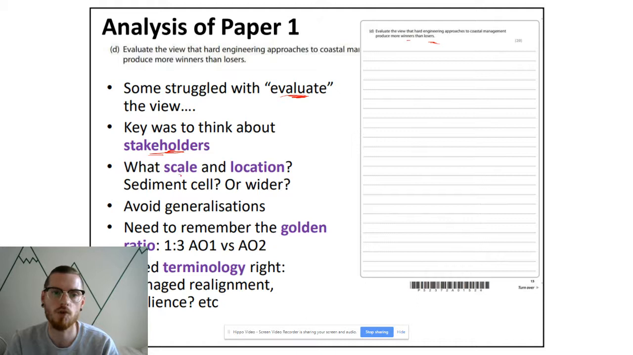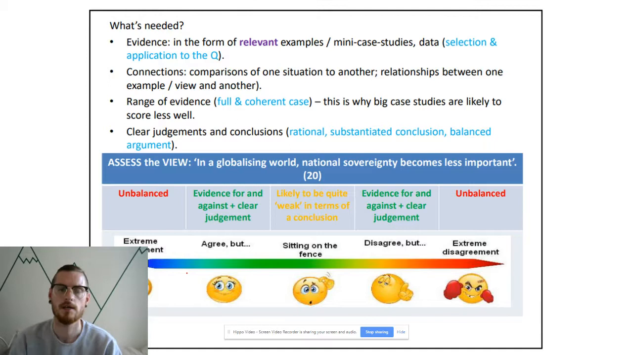Think with a question like this, what's your scale and location? Are we talking about just one, like as an example of this question, sediment cell, or is it going to be the entire UK coastline or the world? Make sure you use your terminology correctly. Okay, so what some people are struggling with here in terms of the evidence, the evaluate questions, is that evaluate is making an argument. You need two sides to the argument, okay?